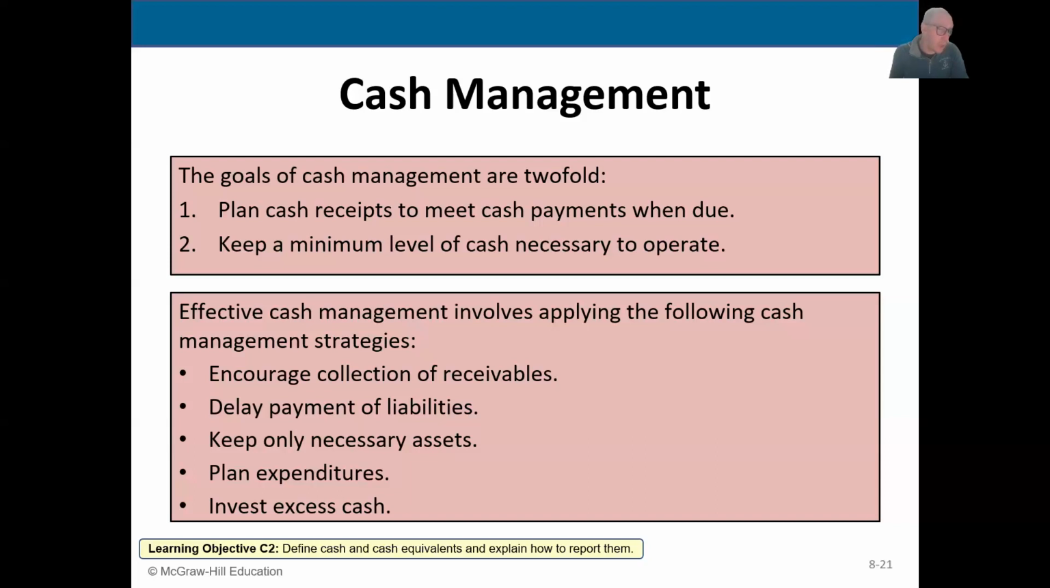How to effectively manage the cash. Encourage your customers to pay you, and to pay you early. Remember we talked about, I think it was last week or the week before, we talked about discounts, right? Give the customer a discount. Why do you do that? To encourage them to pay their bill early. Encourage the collection of receivables. Delay the payment of liabilities.